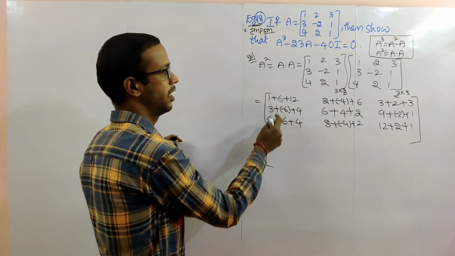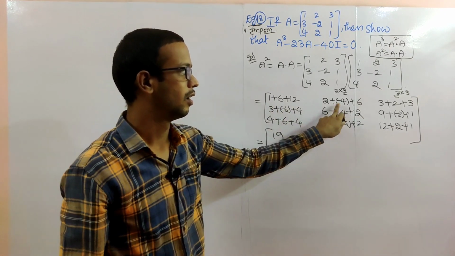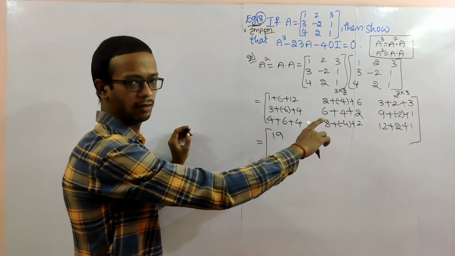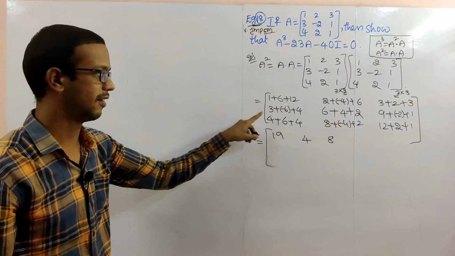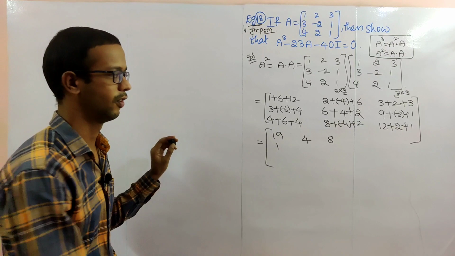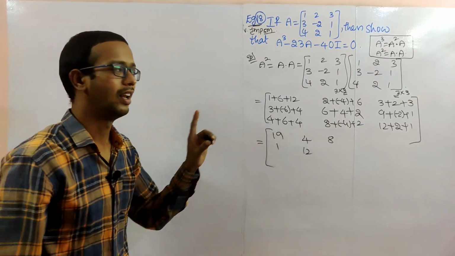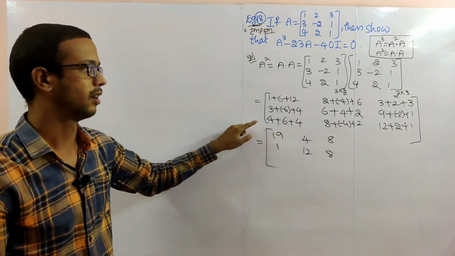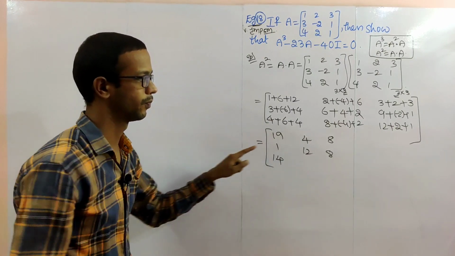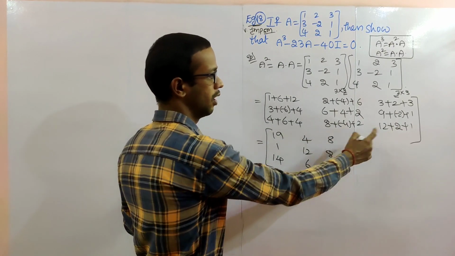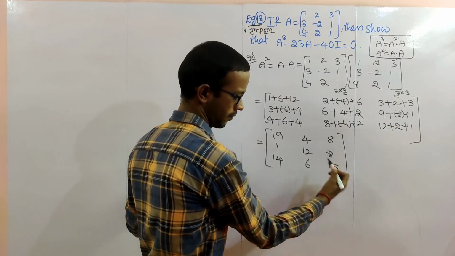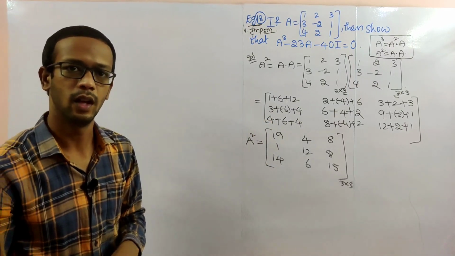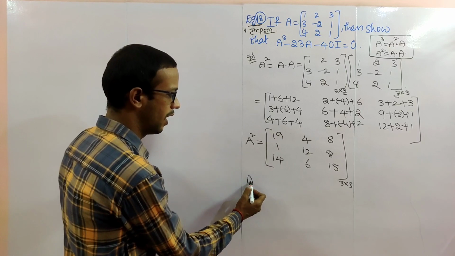Next, simplify this. 18 plus 1 is 19, minus 2 plus 6 is 4. Next, 6 plus 2 is 8. 7 minus 6 is 1. 10 plus 2 is 12. 9 minus 2 is 7 plus 1, so 8. Next, 10 plus 4 is 14. 4 plus 2 is 6. Next, 15. Now you observe this is a 3 by 3 matrix. This is A square. Next, similarly we have to find A cube.